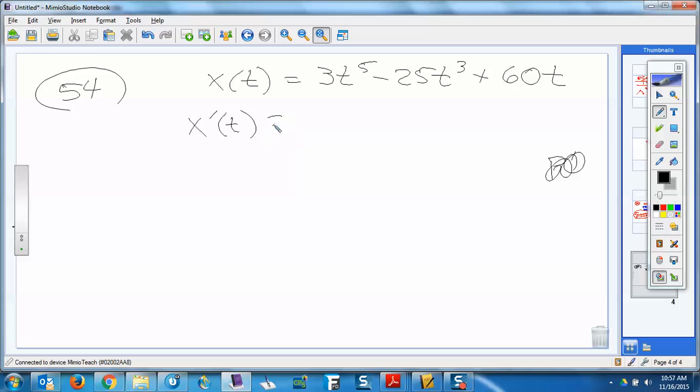Okay, so let's do it quickly here. The derivative would be 15 t to the fourth minus t squared plus 60, and we want to know when that equals 0.